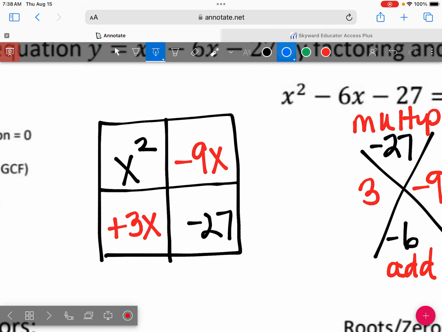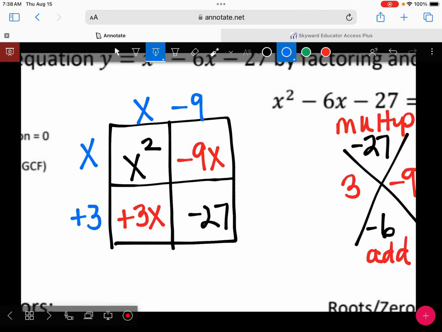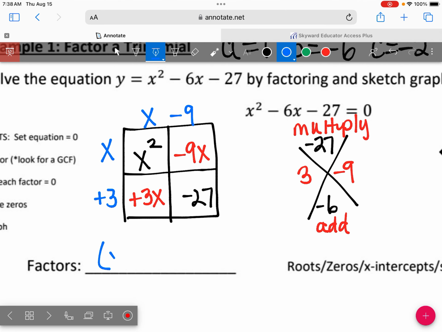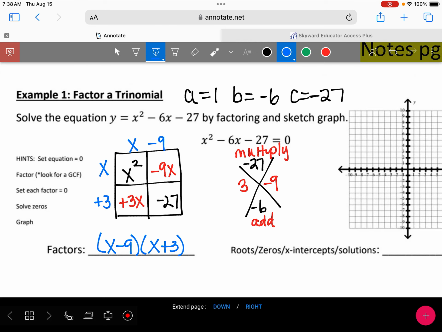Let's go ahead and take out our GCFs. So this would have an x. This we could take out a 3. This one we can take out an x, and this one we can take out a -9. So where it says factors, these are your factors. Your factors are x minus 9 and x plus 3.